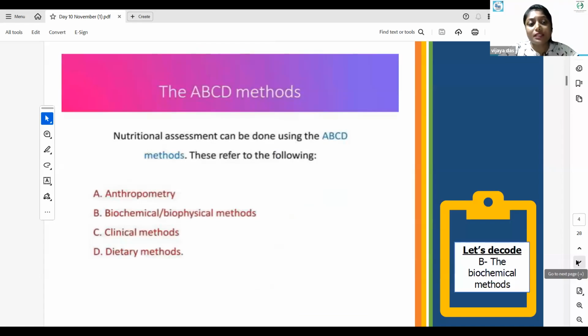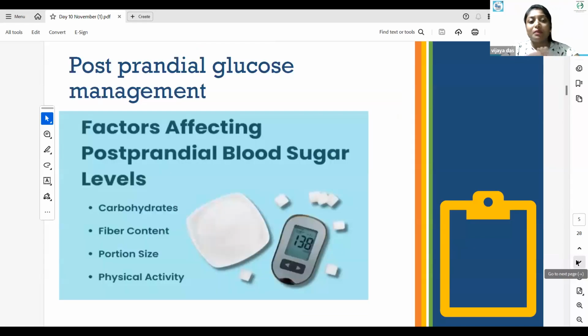Now, while we discuss nutritional assessment, we all know the basic steps to be followed, that is A, B, C, D. Where B, the biochemical assessment, gives us a clear understanding of how the body's metabolic system is working. And this could be a signal for us to understand and manage things in a better way. Now, there are multiple tests, out of which we will be taking a few. So let's start with postprandial glucose management.